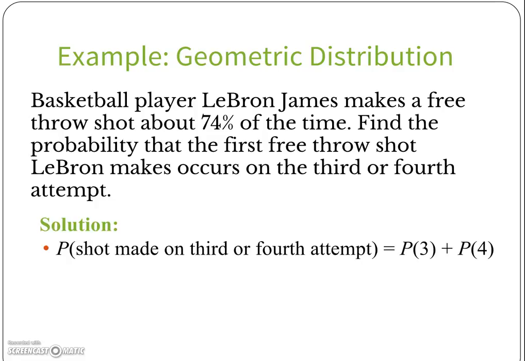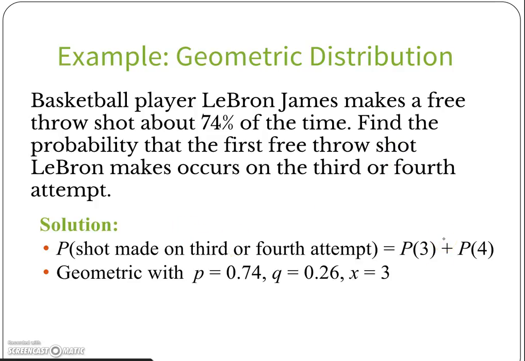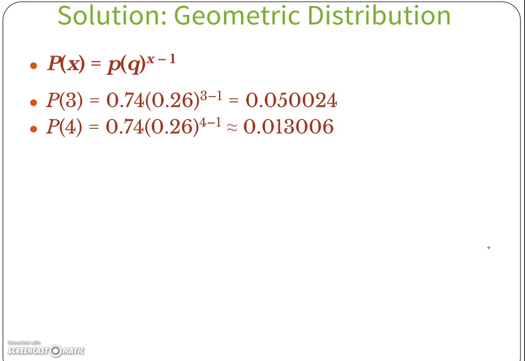For this one, since it is geometric, and we want to find the probability of him making it on the third or the fourth, we're going to add, because or means add. With the geometric, your P is the probability of success. In this case, he makes the basket 74% of the time, so P is 0.74. Q, you subtract 0.74 from 1 to get 0.26, and my X is going to be 3, representing the third trial, and then we're also going to do it when X equals 4 for P of 4.